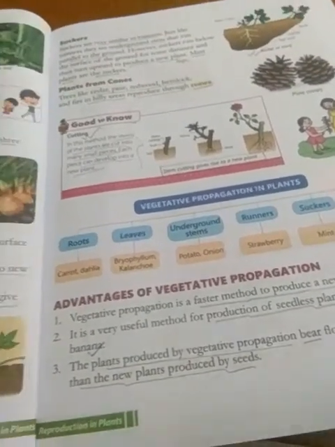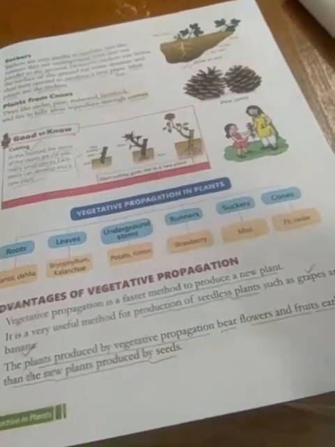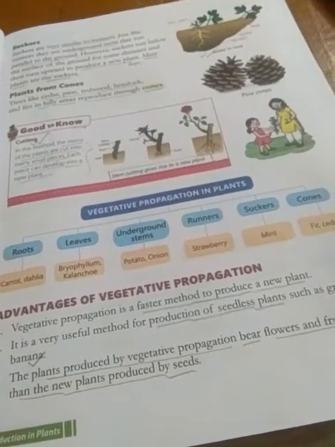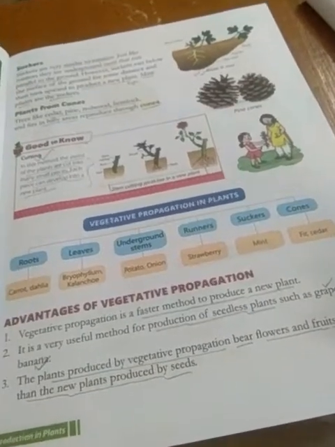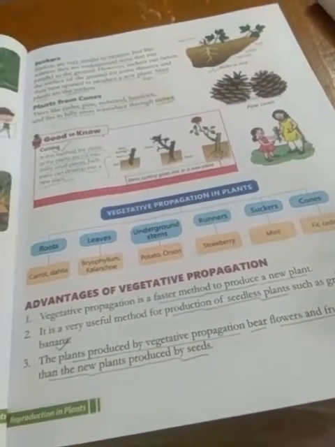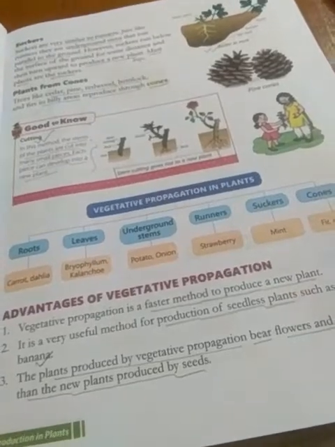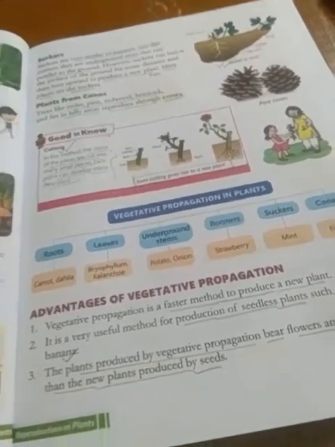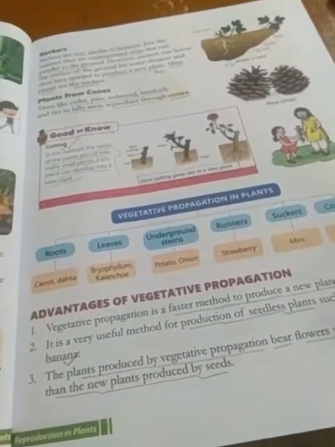The third one is the plants produced by the vegetative propagation bear flowers and fruits earlier than the new plants produced by the seeds. We can say in other words that vegetative reproduction will help to produce flowers and fruits in lesser time than those produced by the seeds.